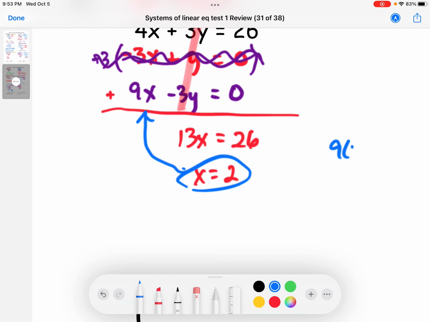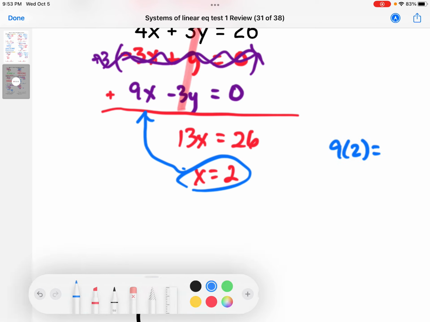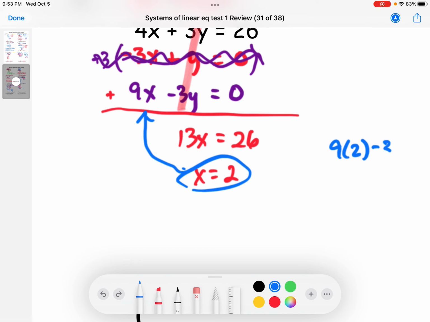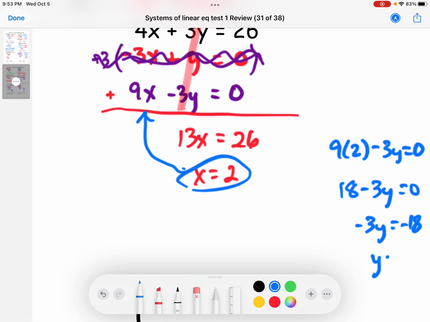We'll go 9 times 2. 9 times 2 minus 3y equals 0. 18 minus 3y. Subtract 18. Y is equal to negative 6. No, excuse me. Y is equal to positive 6.